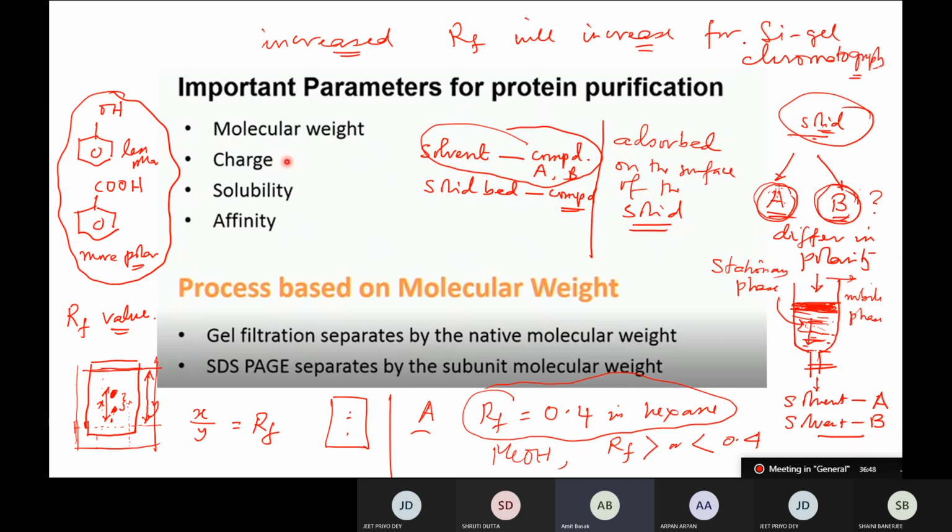Again, I hope it is clear. Because you are using a polar solvent, the interaction of the solid with the polar solvent is now more. So the solvent will take the compound along with it at a faster rate than when you are using hexane, because hexane is less polar. The interaction of the compound with hexane is much less, and the interaction of silica gel with the compound will be more, larger than the interaction with hexane. So it will move slower.